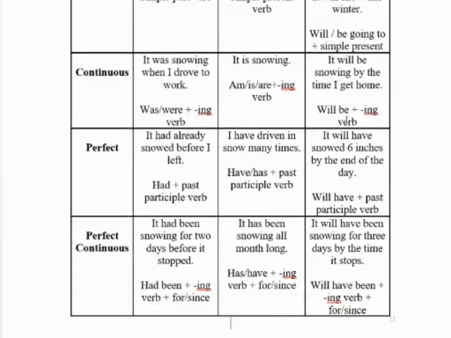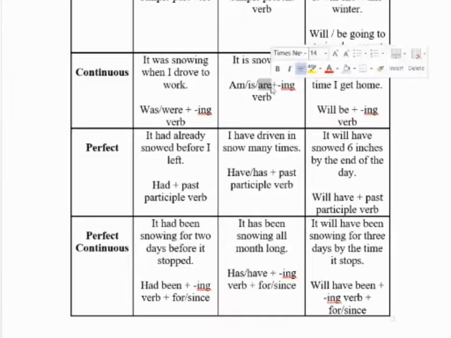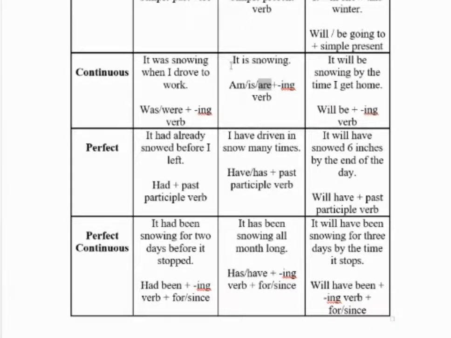In the present, the difference is that verb to be, instead of using was or were, we use am when I'm talking about myself, or is when I'm using she, he, it, and are when I'm talking about the plural, they. So it is snowing now. Let's say he is driving now. He is driving now.